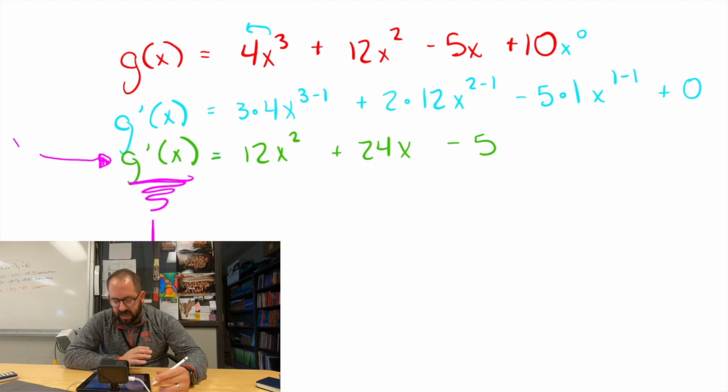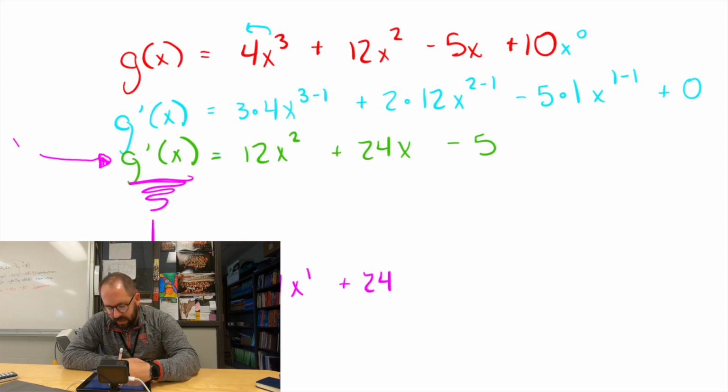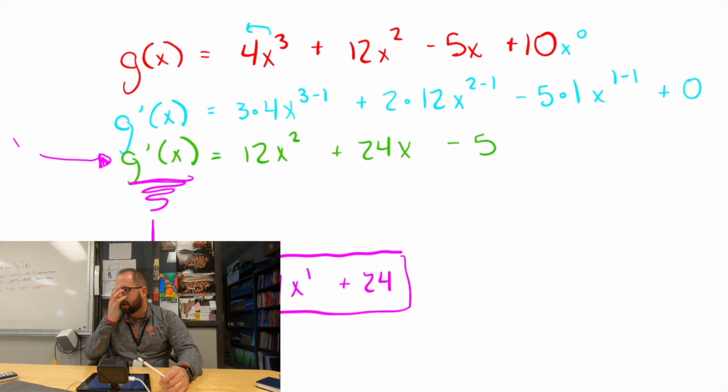Okay, let's do the second derivative. So second derivative here, I'm going to finish this up. I'm just going to do the power rule. I'm not going to write all my steps. I'm just going to do the shortcut. So drop the power out front. So this will be 24x to the first. Drop the power out front. This will be 24 times 1 and then x to the 0. And there's your second derivative. This is the answer I'm looking for on your Google form. That's what you got to enter.